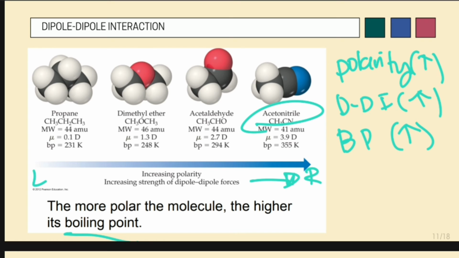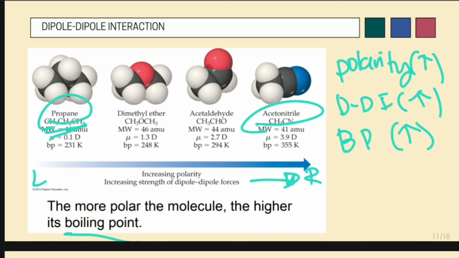And of course, syempre, ang weakest or the molecule that has the lowest boiling point value is the propane. Bakit? Kasi siya yung may pinakamababang polarity among these four. So, kung mababa yung polarity ni propane, mababa din yung dipole-dipole interaction niya, mababa na rin yung boiling point niya. So, yun yung relationship ng polarity sa intermolecular force and sa property of the substance.